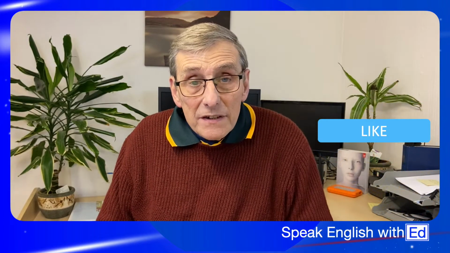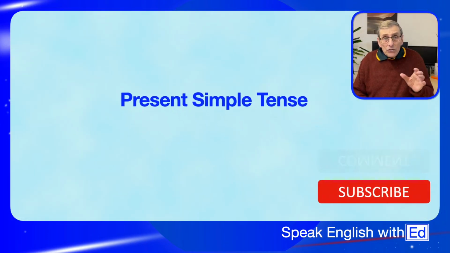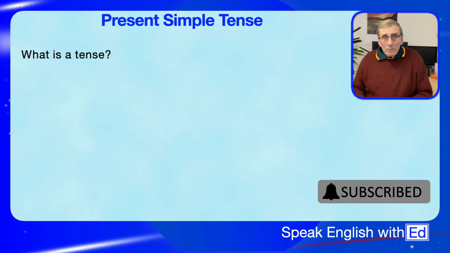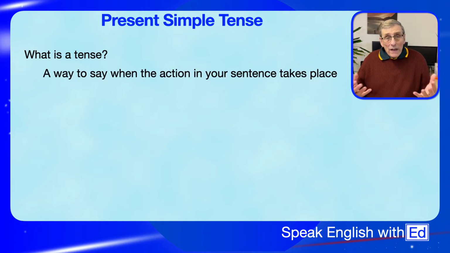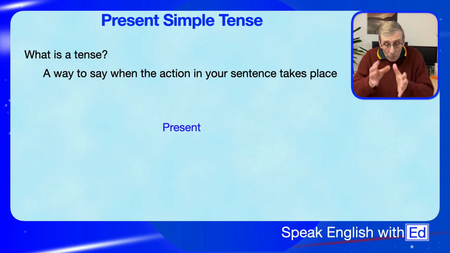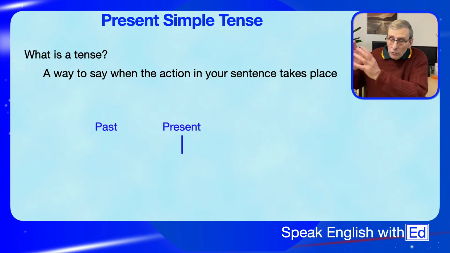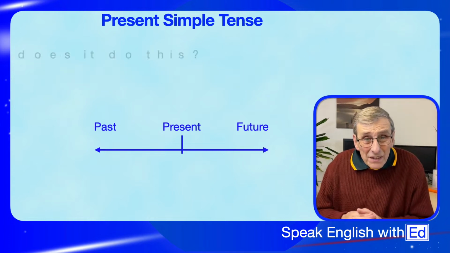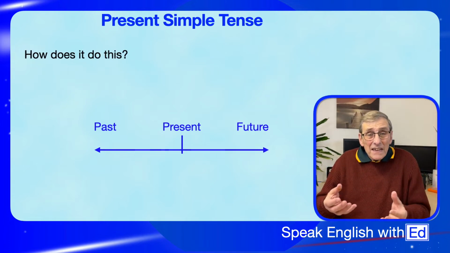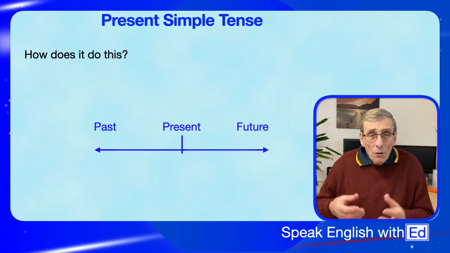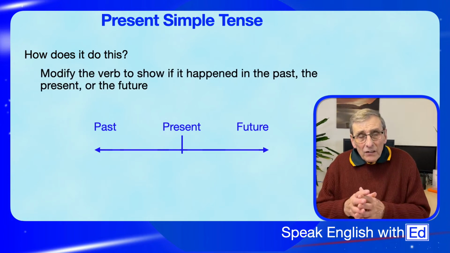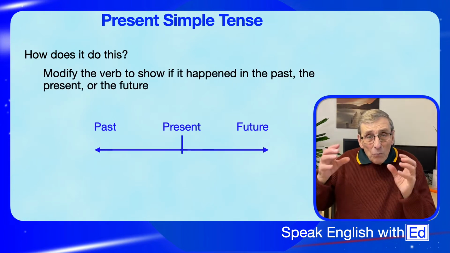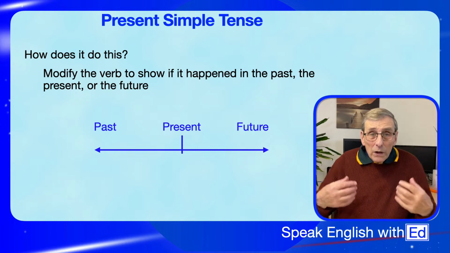So, the present simple tense. What is a tense? A tense is a way of saying when the action in your verb takes place. Now, it could be in the past, it could be now at the present, or it could be sometime in the future. So how does it do this? How does a tense tell you when something took place? Well, it does it by modifying the verb. It takes a verb and it modifies it in a way that we understand.